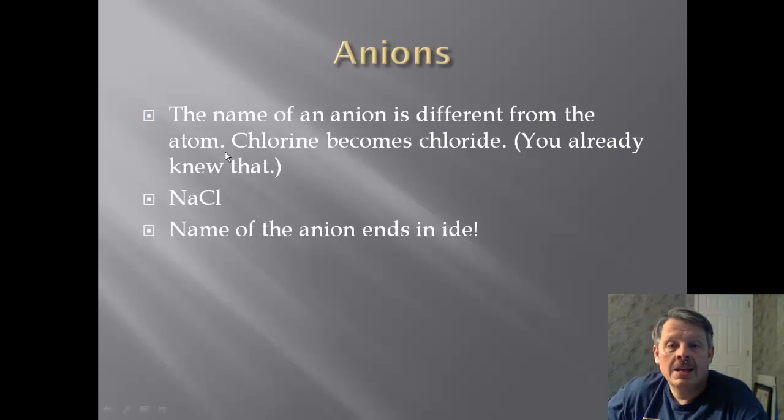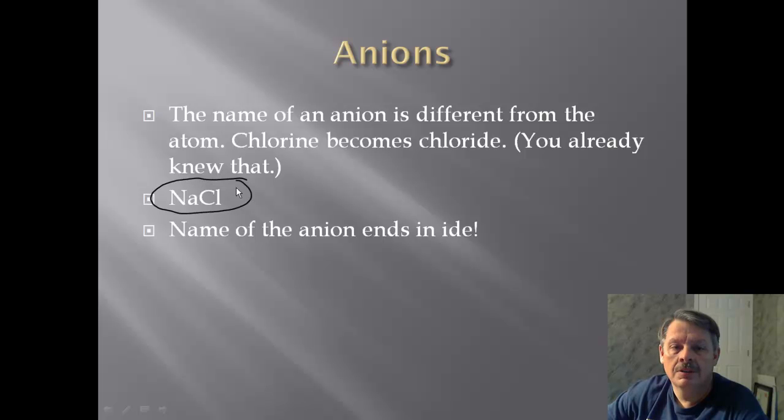So an anion is different. The name of an anion is different from the atom, so chlorine becomes chloride. You already knew that. Let's face it. What is this thing right here? All of you know that's sodium chloride. You'd never call it sodium chlorine, would you? No. You call it sodium chloride because you know it ends in IDE.